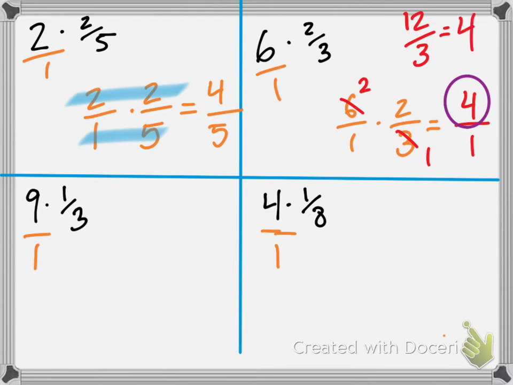Perfect. So it's 4. We want to cross cancel in the beginning because when we cross cancel, we know that we've already solved it and that it can't be simplified. 9 over 1 times 1 over 3. Here, I want to see. Cynthia, is there anything I can cross cancel here?